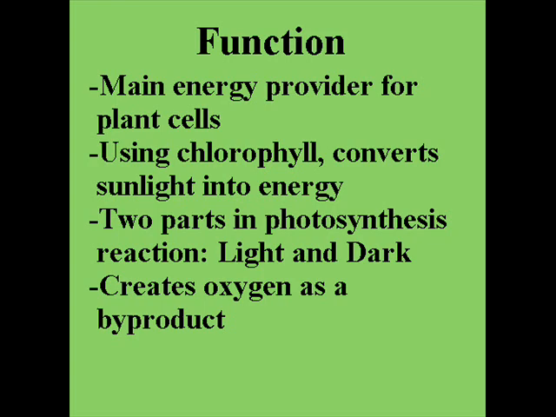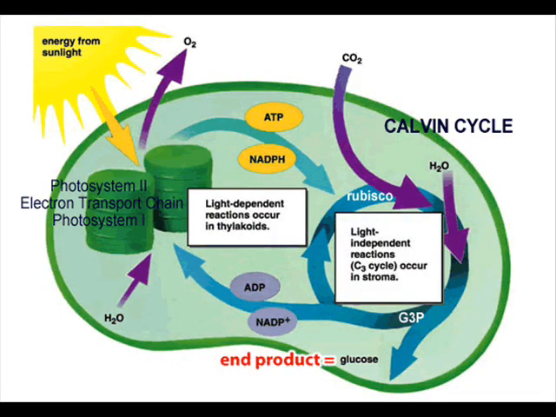The function of chloroplasts is to provide energy for plant cells. They accomplish this by using chlorophyll and enzymes to convert sunlight into chemical energy. This process is also known as photosynthesis. Photosynthesis contains two reactions, the light reaction and the dark reaction, also known as the Calvin cycle. The products created are ATP and oxygen. This diagram shows the two parts of photosynthesis.